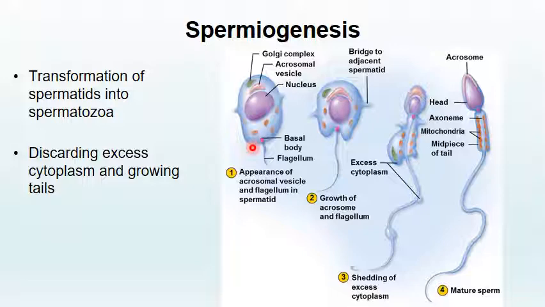Over time, we're going to go from this big cell that has all sorts of organelles and all sorts of things, and we are going to grow our flagella, so we grow the tail, we shed our excess cytoplasm, we only leave our nucleus, which is going to be in the head, we only leave a bunch of mitochondria, which are going to be part of the mid piece and the tail then, and then our acrosome. The acrosome is going to contain enzymes.